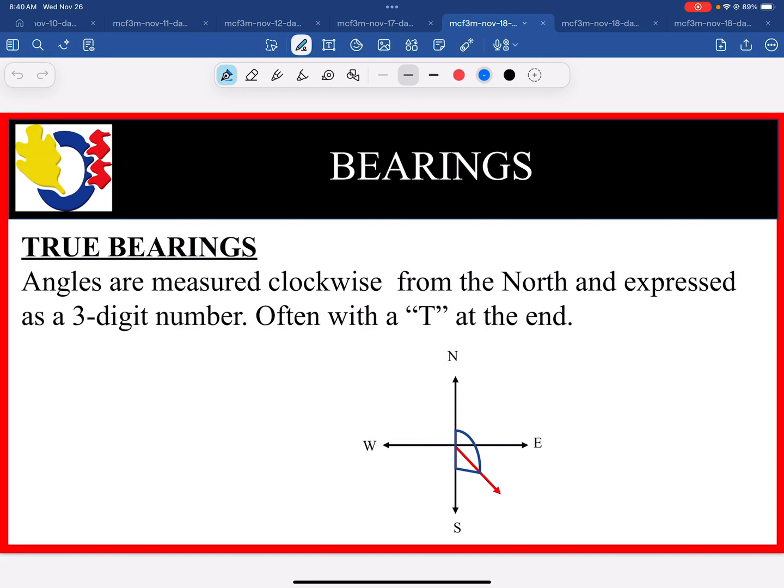Hi everyone. In this lesson, we are going to be looking at bearings. This will help us when we are working in our trig unit. So we're going to look at something called a true bearing. These are angles that are measured clockwise from the north and expressed as a 3-digit number. And they often have a T at the end for true bearing.